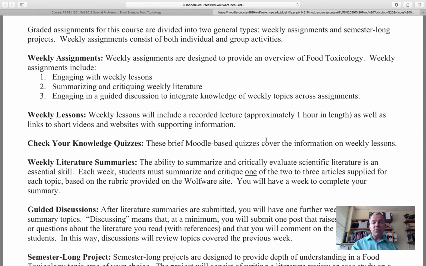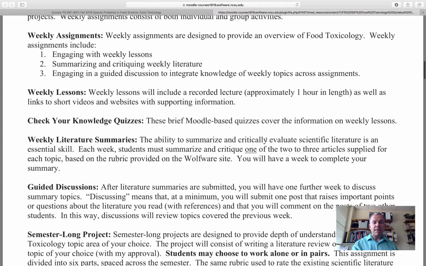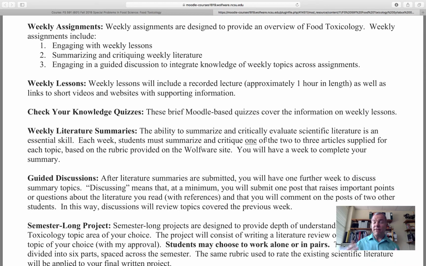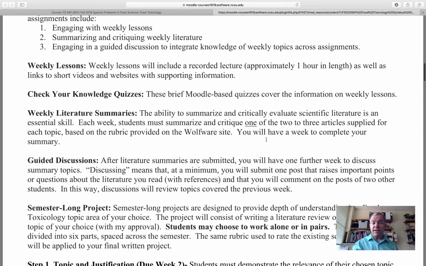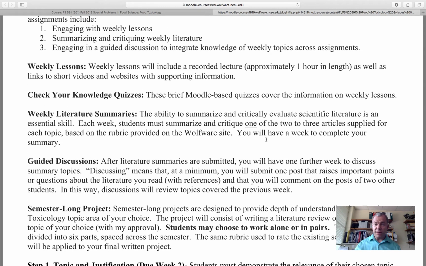So the course is divided in terms of assignments roughly into two halves: weekly assignments and then semester-long assignments. The weekly assignments are as follows. So we have weekly lessons, and the idea then is you're going to be looking at a video or a series of videos perhaps that deal with the weekly topic, and altogether that's going to be approximately an hour in length, sometimes a bit longer, but typically an hour in length. And then from that you're going to be checking your knowledge with a brief quiz.